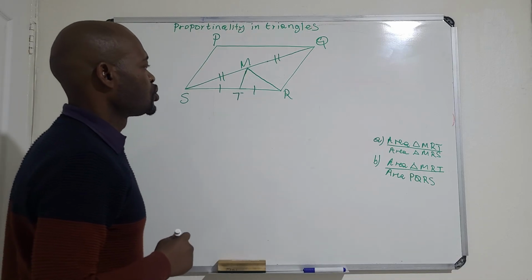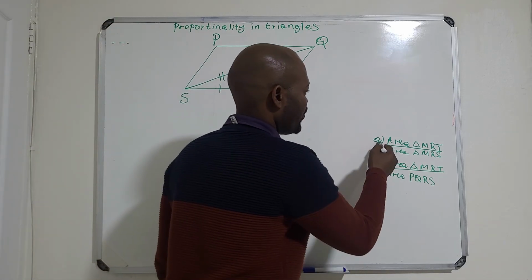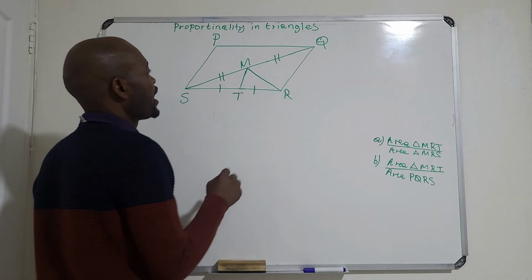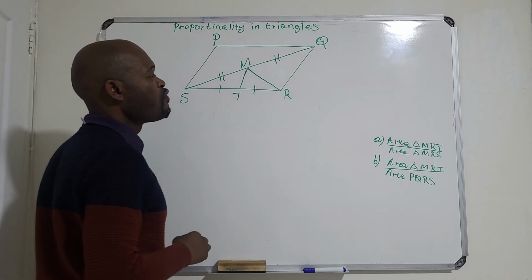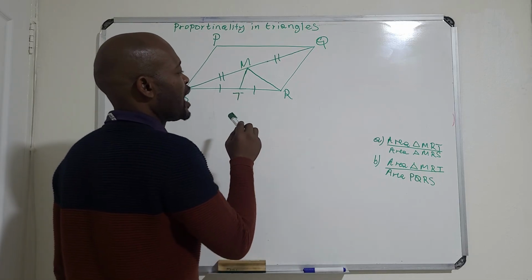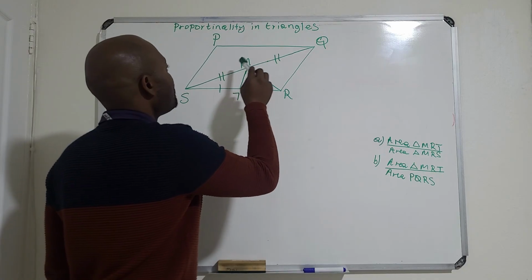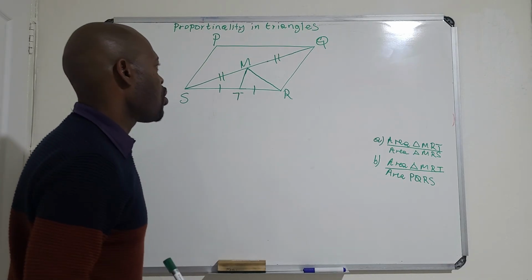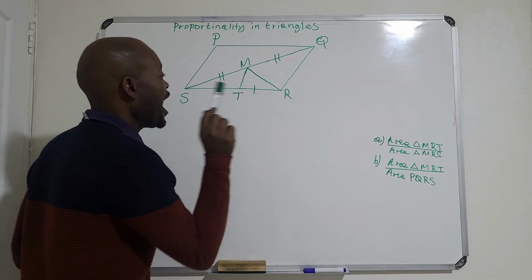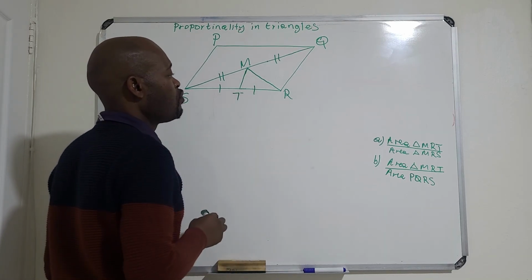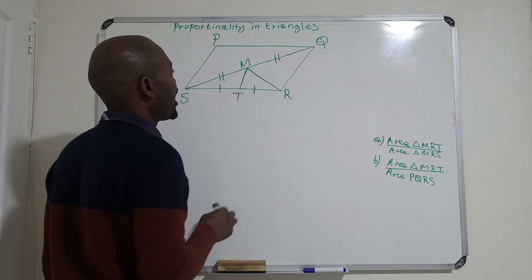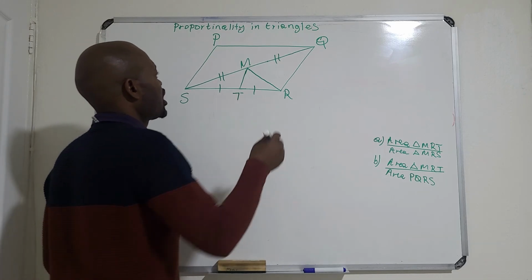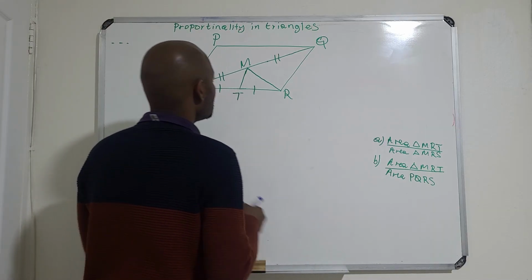Now, we are told to determine the ratio of the area of triangle MRT over the area of triangle MSR, MRS. We are told to find the ratio of the area of triangle MRT over the area of triangle MRS. For us to do that, we need to first construct a height. I'm going to construct it in blue.